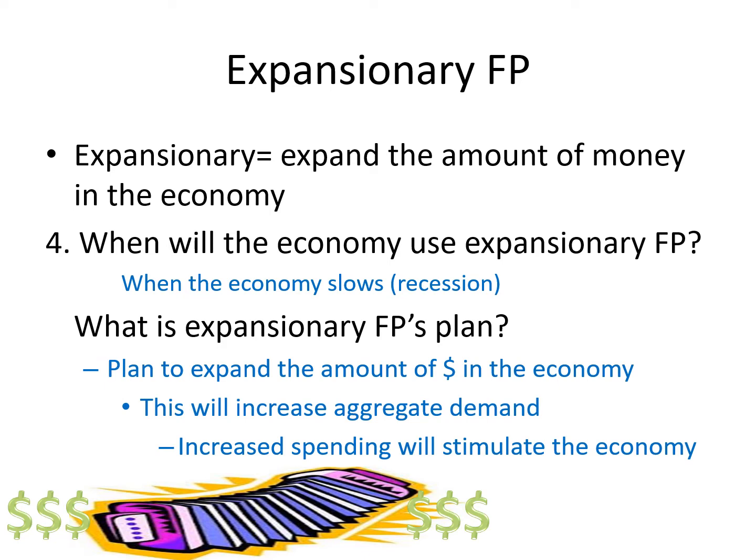So, again, the overall plan for expansionary fiscal policy, trying to make the economy bigger, is to increase demand, have more money into the economy. The economy is starving. We need to feed it money. We need to get people spending money again.